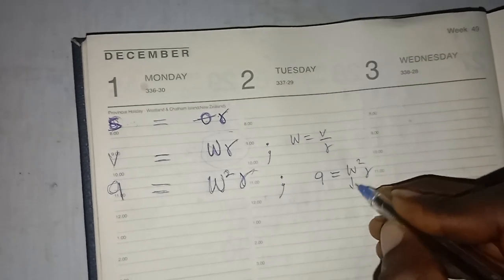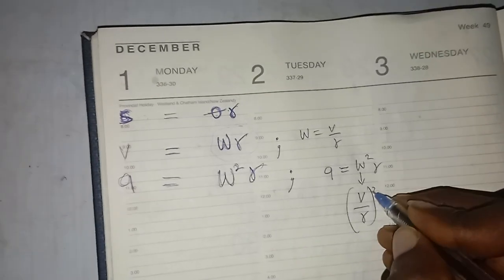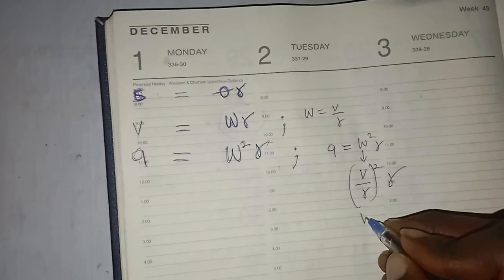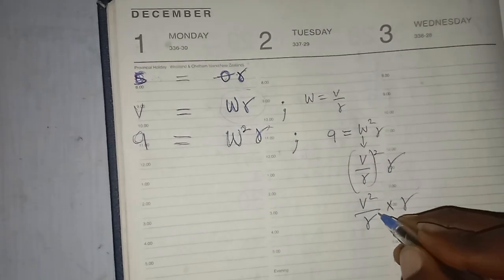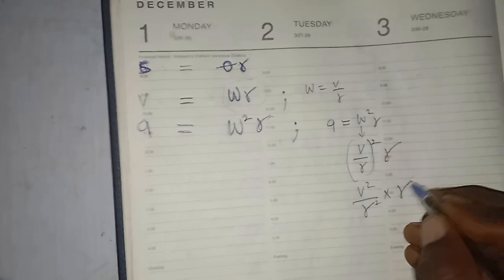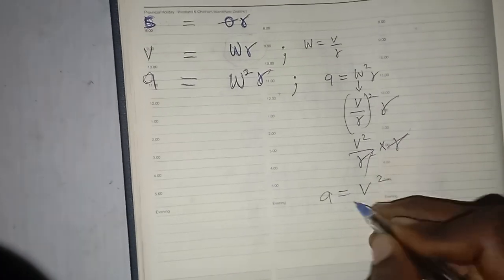And remember that, from what we've done here, W is equal to V over R. So this is squared. Now R. If I do V square over R square times R, remember this is squared, this will cancel this, so that I have A is equal to V square over R.